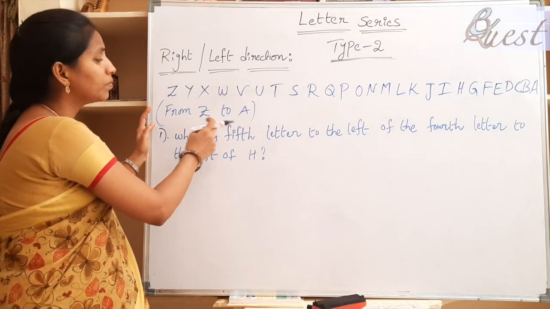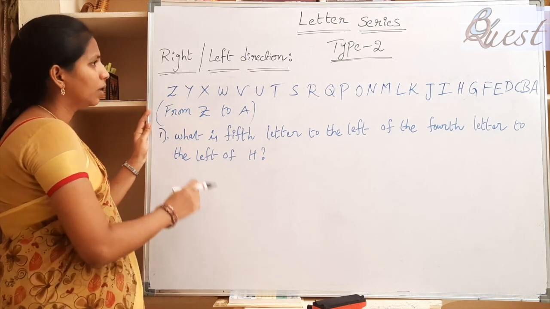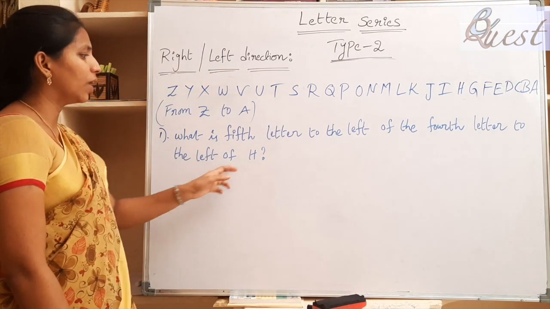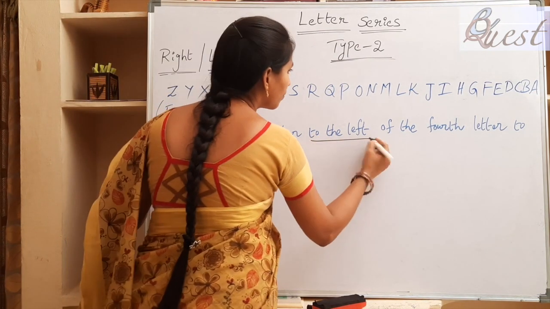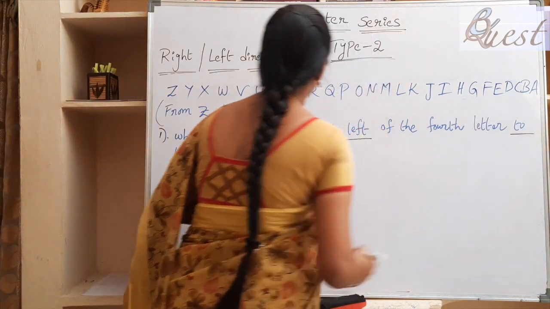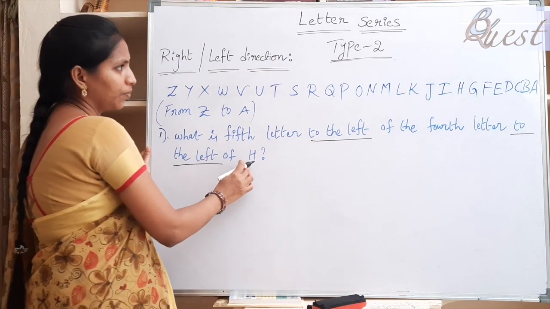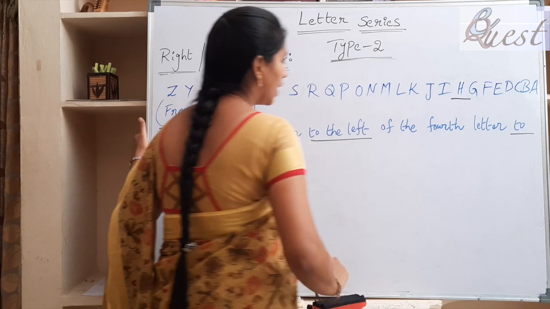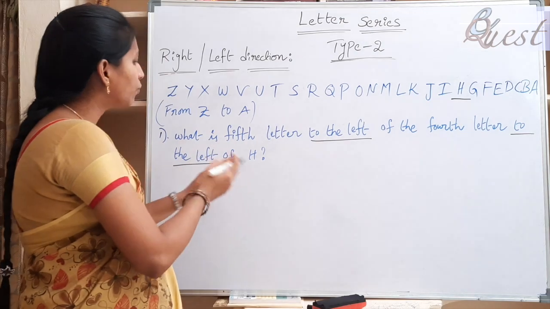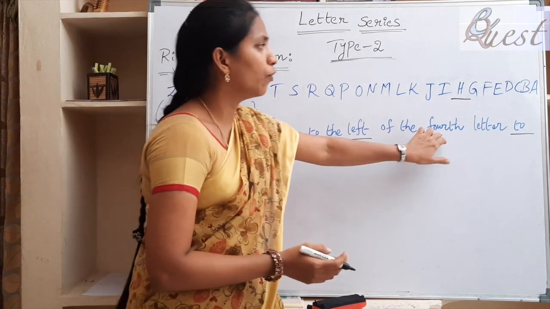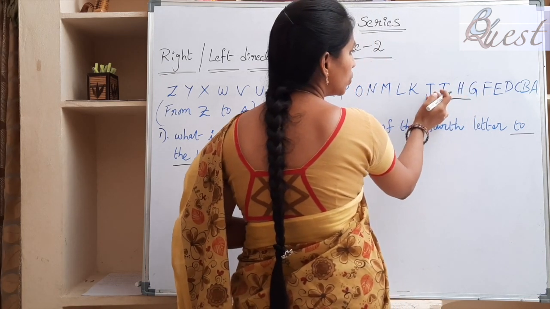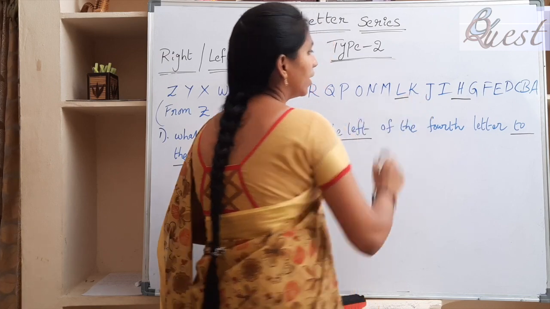See here, solve this question from Z to A. What is the fifth letter to the left of the fourth letter to the left of H? To the left and again here to the left. What is the given letter? H. So first of all underline H. Take the second half, fourth to the left of H. 1, 2, 3, 4. So letter is L.